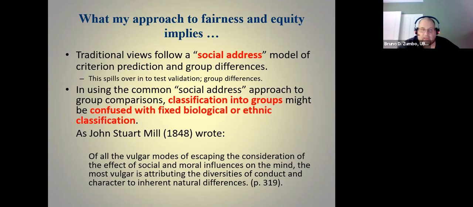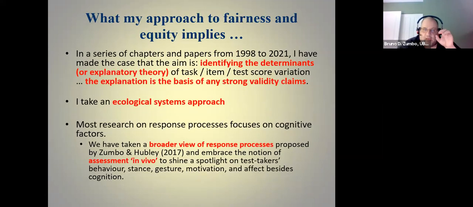What my approach implies is that we need to look at identifying the determinants or explanatory theory of task, item, and test score variation, and the explanation is the basis of strong validity claims. So it's not about looking at inherent biological differences. It's instead looking at determinants, explanatory theories. I have an ecological systems approach, so you'll see those different levels if you look at Bronfenbrenner's. But those can be formed in any way, right? In any way, but I'm looking for an explanation.